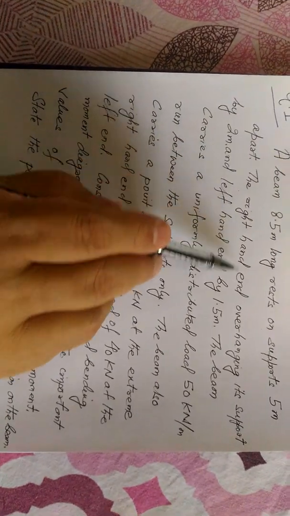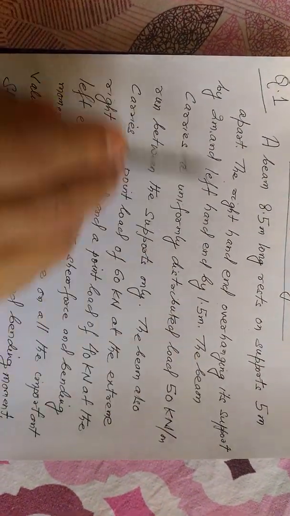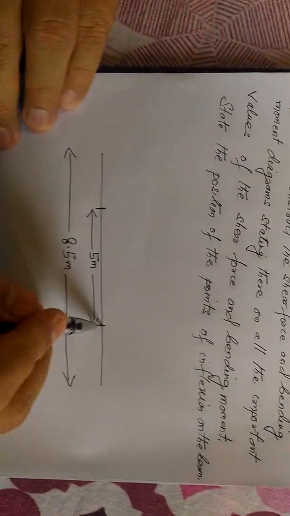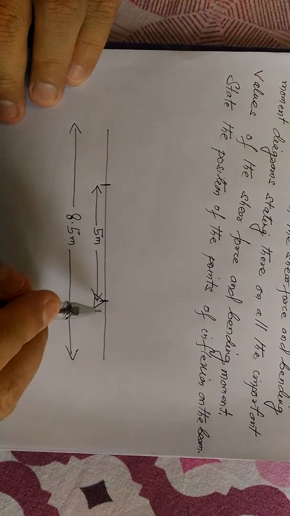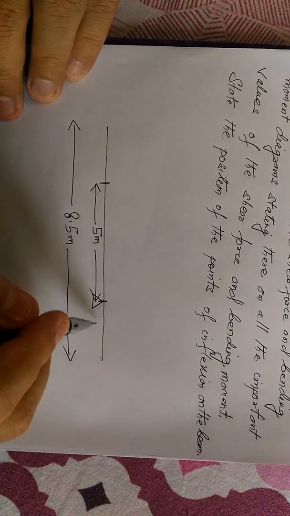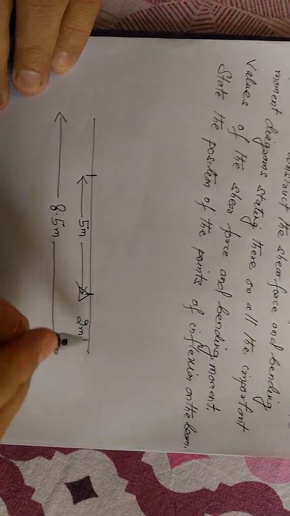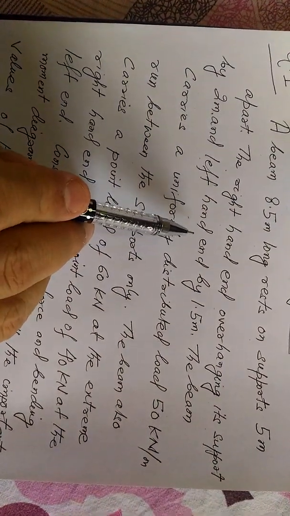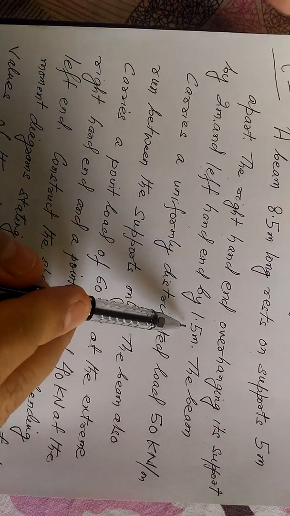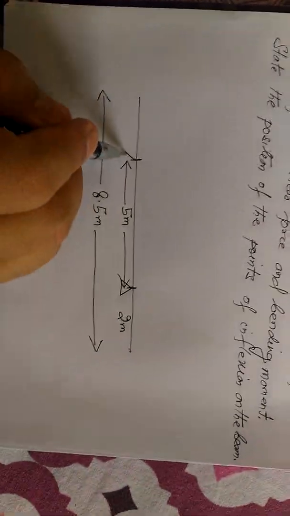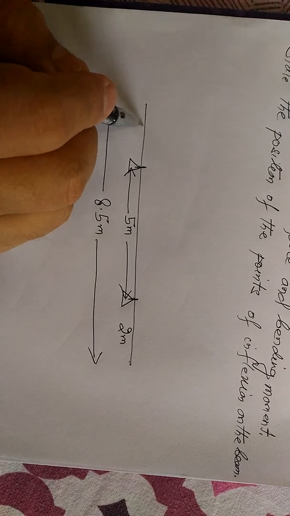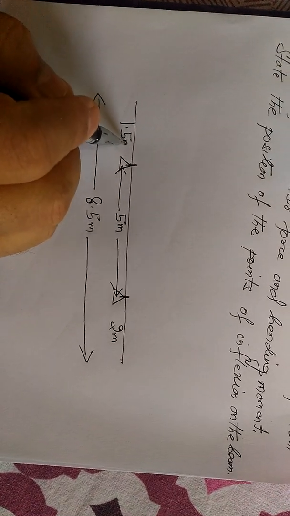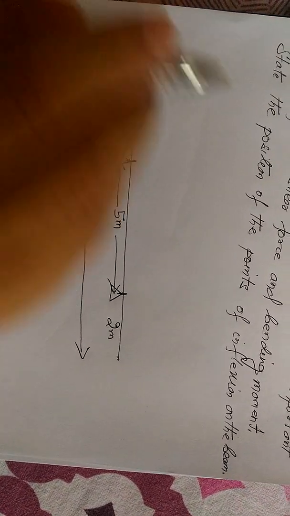The right hand overhanging its support by 2 meter. That means if this is the right hand support, then the beam is overhanging by 2 meter. Similarly, left hand is overhanging its support by 1.5 meter. Suppose this is the left hand support, then the beam is hanging 1.5 meter towards its left.